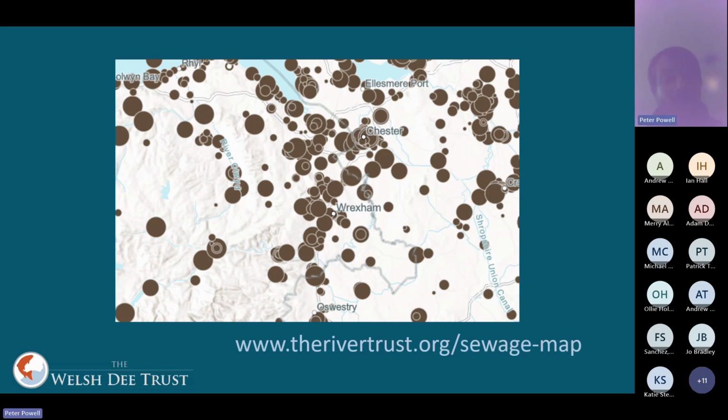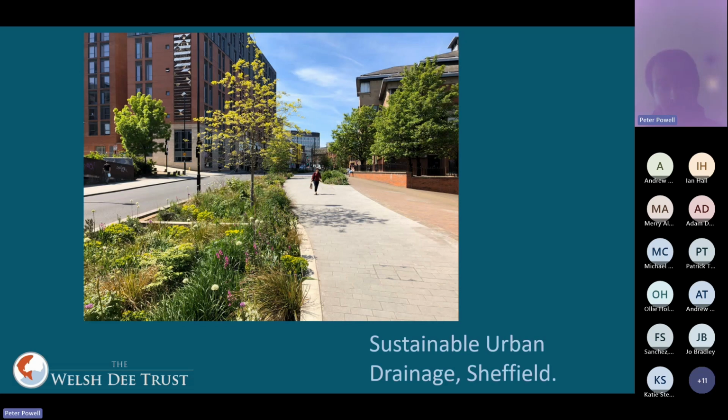But these overflows are probably a pretty significant source of phosphorus in the river, particularly when they're discharging. Not only when they're discharging. So the solution is sustainable. Well, one of the solutions is sustainable urban drainage. This is looking at the drainage systems in our urban areas and trying to basically remove the clean water from the system to try and reduce the pressure on the sewage treatment works.